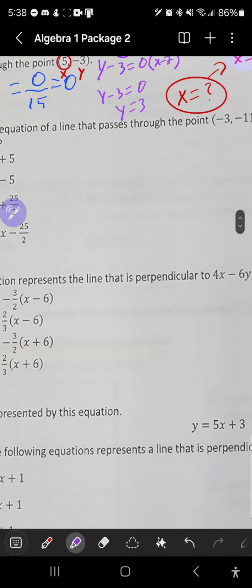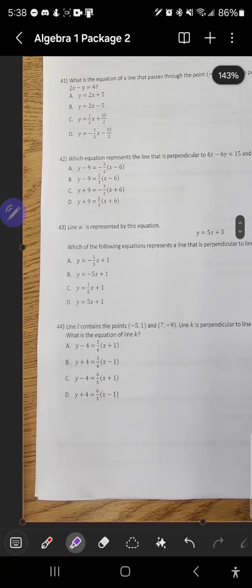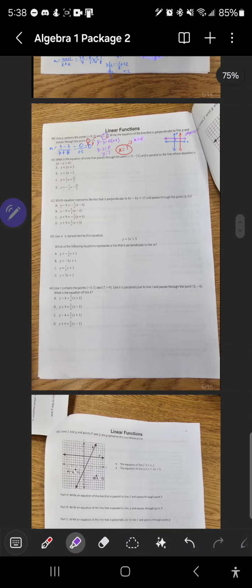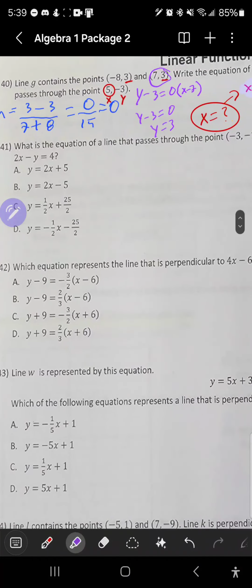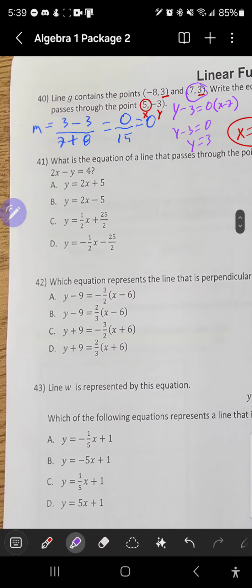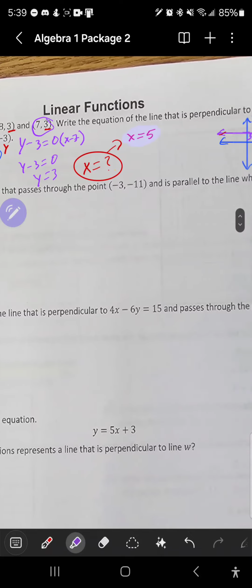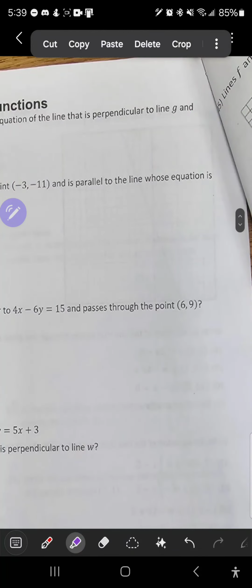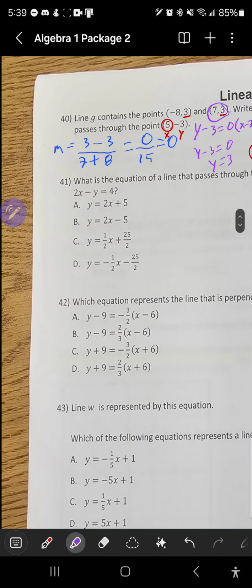But what is the equation of a line that passes through the point and is parallel to... rewind. What is the equation of a line that passes through the point, and is parallel to the line whose equation is the equation they show right there?